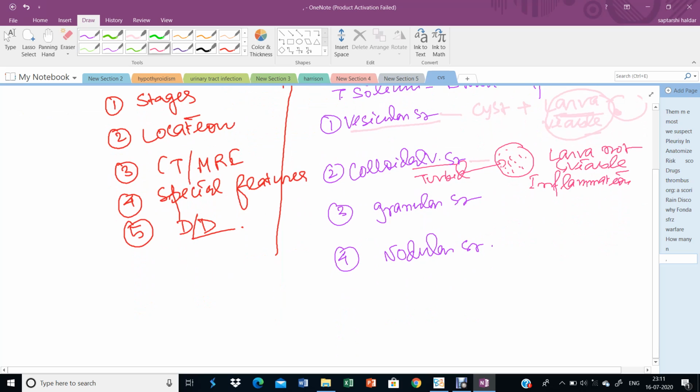Let's see the granular stage. In the granular stage we call this the healing stage. In this stage there is decreased edema and decreased inflammation. And what is the nodular stage? Nodular stage is not healing, it is the healed stage. Here, due to the healing, we will see the calcification. So these are the total 4 stages.